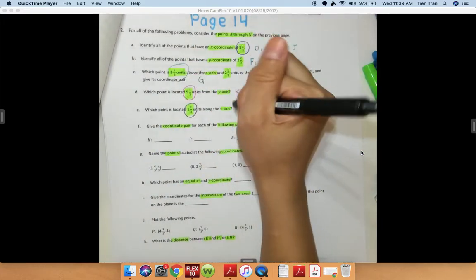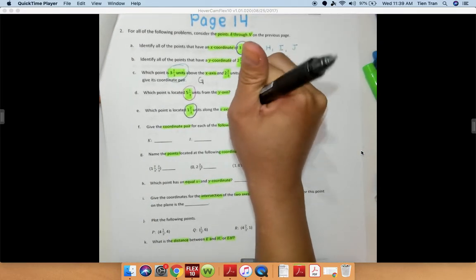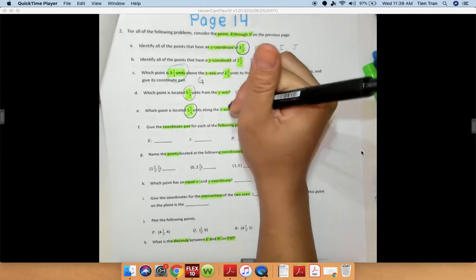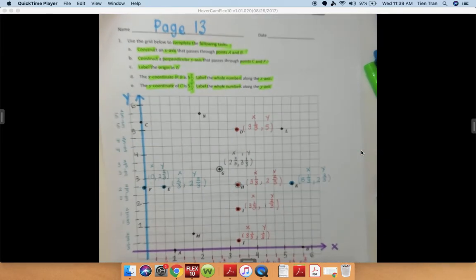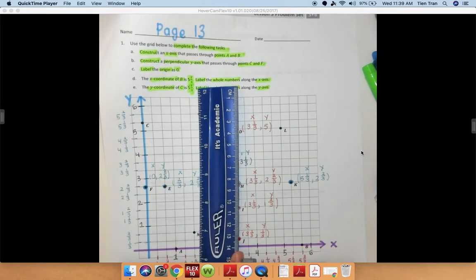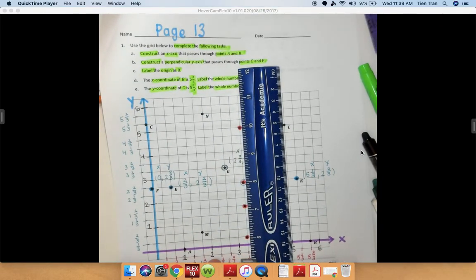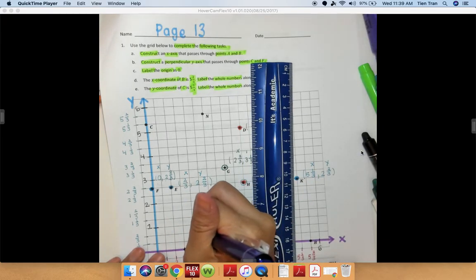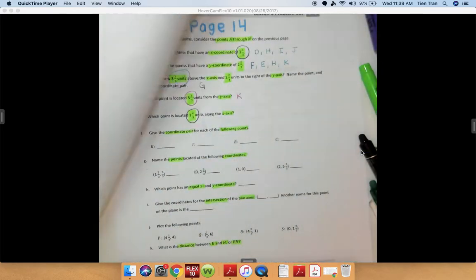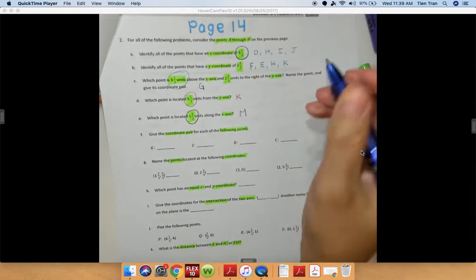Oh, wait, no. They're asking me which point is located at 1 and 2/3 units along the x-axis. So right here, 1 and 2/3, that would be M. I'm sorry, guys. I made a mistake, but I caught it in time, so that is M. So I'm going to make sure to write down M.